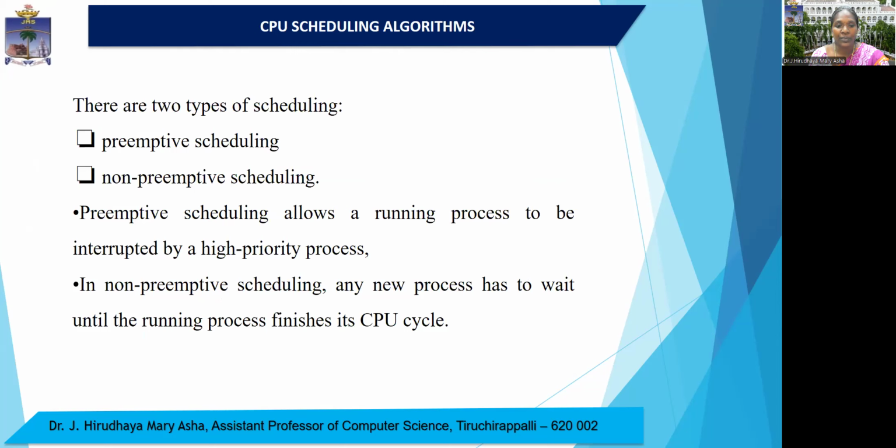There are two types of scheduling. One is preemptive scheduling, and the next one is non-preemptive scheduling. In preemptive scheduling, the running process can be interrupted by a high priority process, which means if one process is running, another process which has a higher priority can interrupt the currently running process. In non-preemptive scheduling, the newly coming process, whether it has a higher or lower priority, has to wait until the currently running process finishes its CPU cycle.